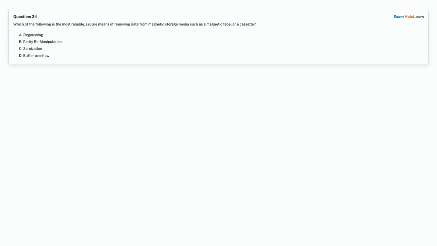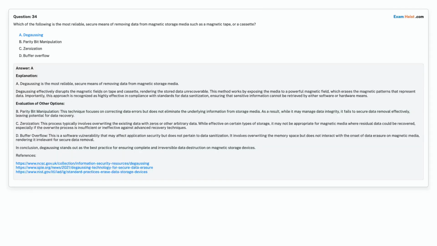Question 34. Which of the following is the most reliable secure means of removing data from magnetic storage media such as a magnetic tape or a cassette? Option A. Degaussing. Option B. Parity bit manipulation. Option C. Zeroization. Option D. Buffer overflow. Choose the correct answer. Correct answer is option A, degaussing.